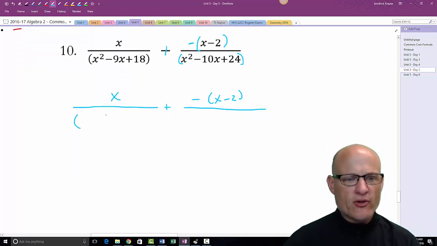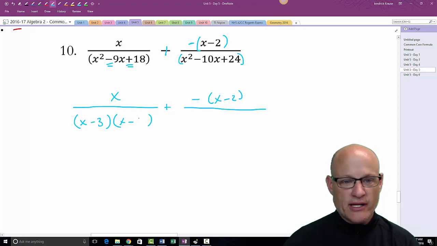Let's see. I know that they both have to be the same because that's plus, and they both have to be negative. So negative 3 and negative 6. x and x. They've got to both be the same, and they both got to be negative. Multiply to 24 and add up to 10: minus 4 and minus 6.